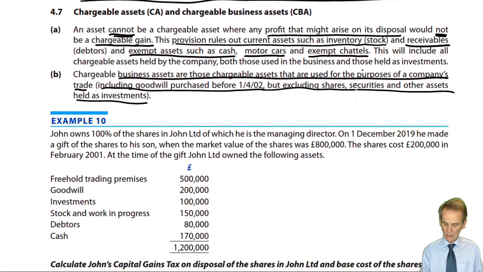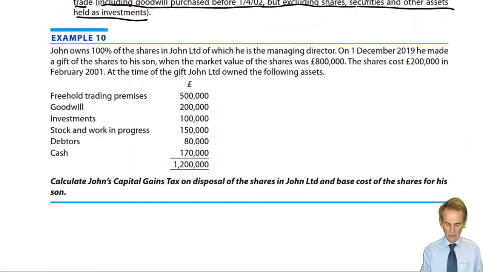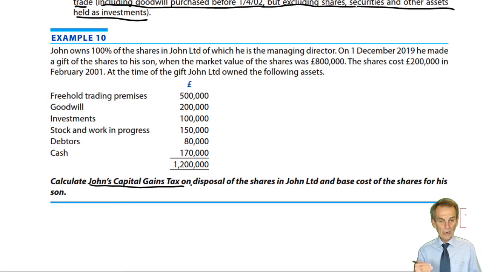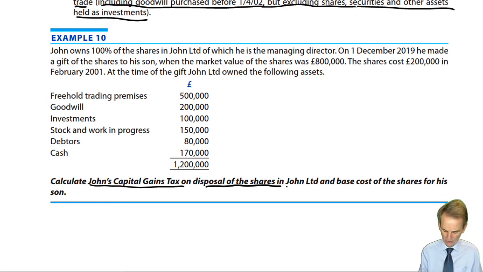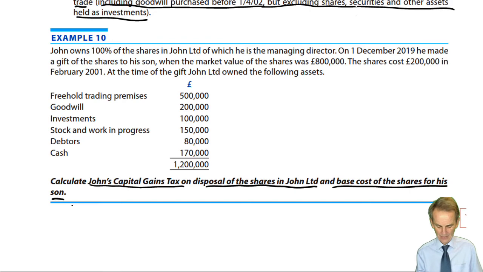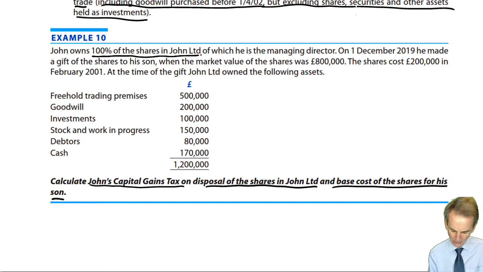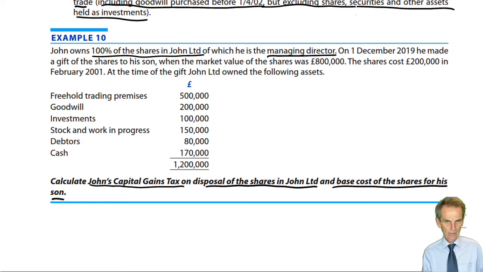Only one way to see whether we've understood this, and that, of course, is to work a little example. Calculate John's capital gains tax. So all the way to the bottom of this exercise, we've got to compute CGT on the disposal of shares in John Limited, and what then is the base cost of the shares for his son. John owns 100% of the shares in John Limited, of which he's the managing director. So 100% shares and an employee is the MD.